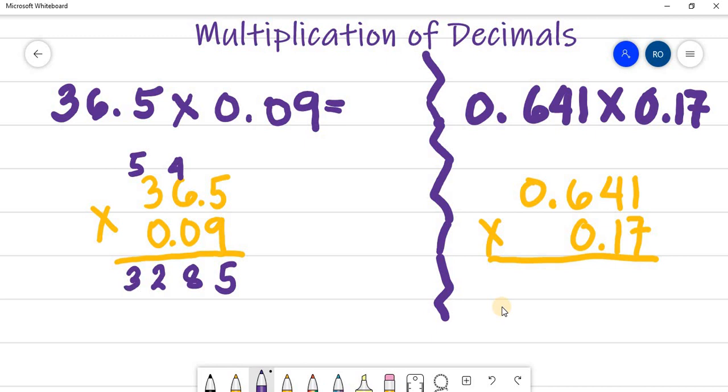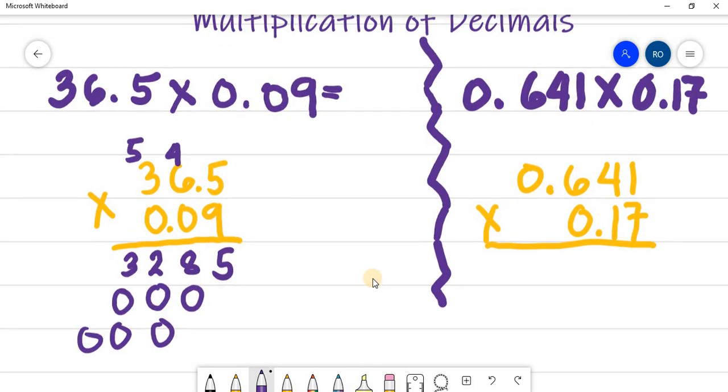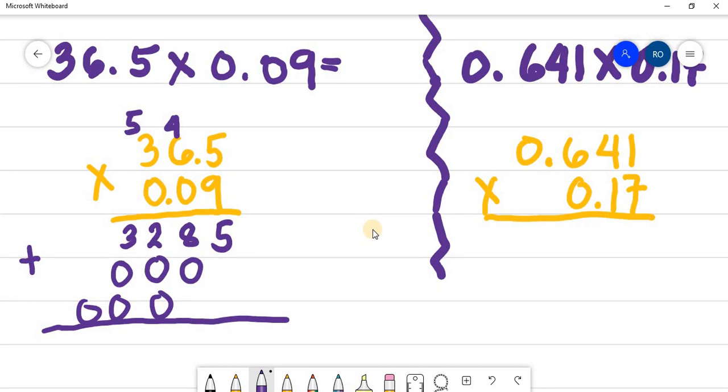Now let's proceed to the next digit, which is 0. As you know, multiplying any number by 0, the product is always 0. So we automatically write 0, 0, 0. Also here, 0, 0, 0. And then, let's add all the initial products. Okay, so we bring down 5, bring down 8, 2, 3, and 0.